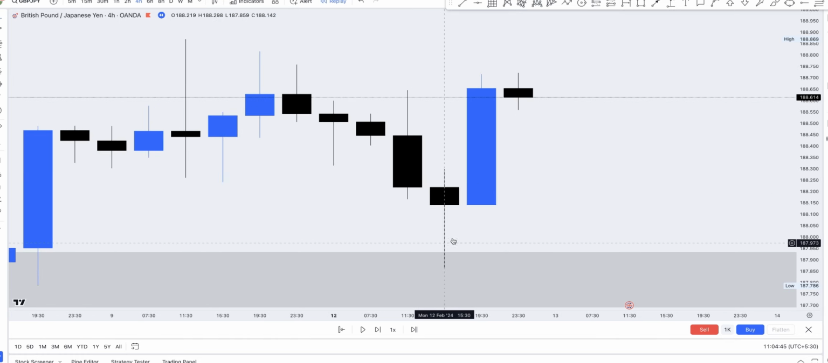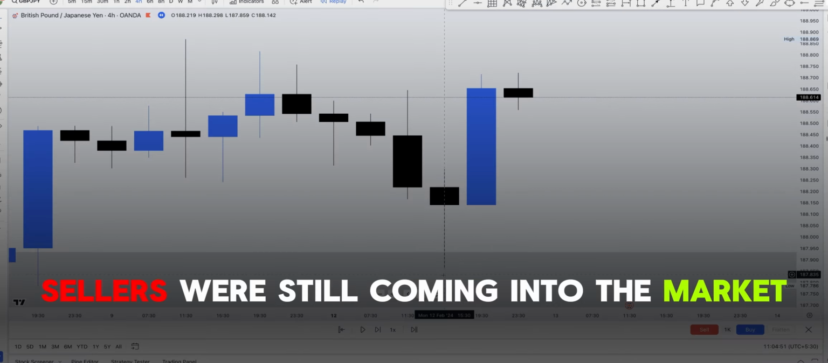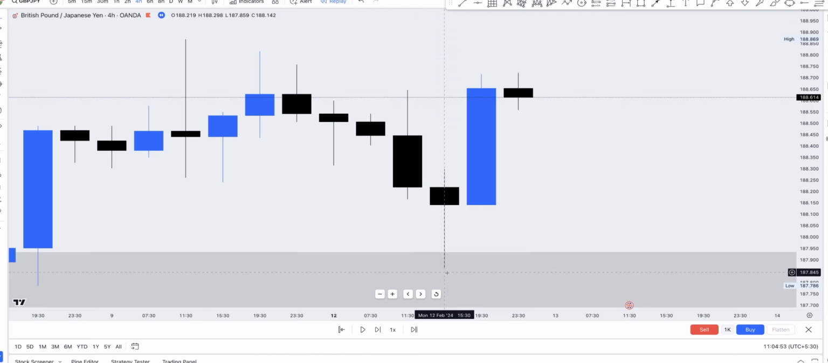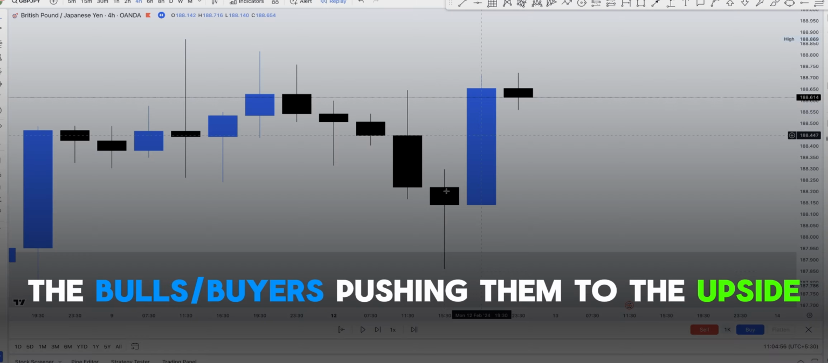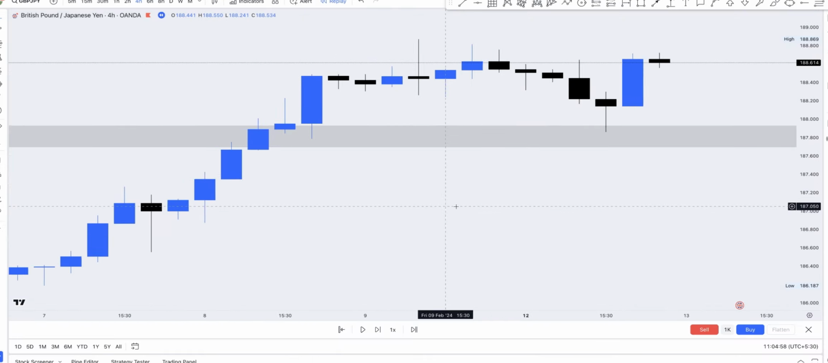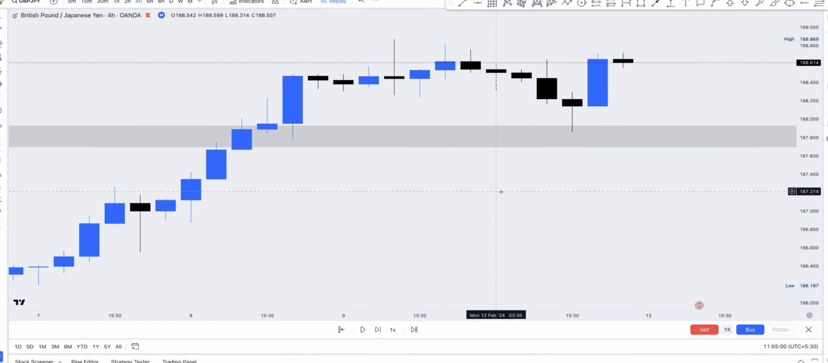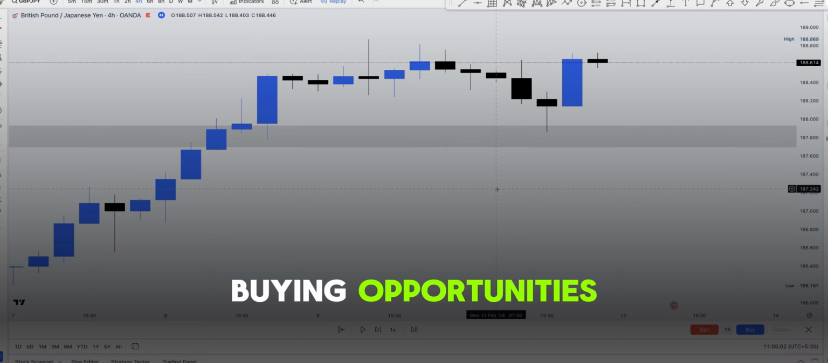Sometimes you can have a very clear candlestick pattern like this one. Like this, we have a pin bar, which means that sellers were still coming into the market, and eventually we have the bulls, or the buyers, pushing them to the upside. And we already know that we are in an uptrend, so we're going to be looking for buying opportunities.